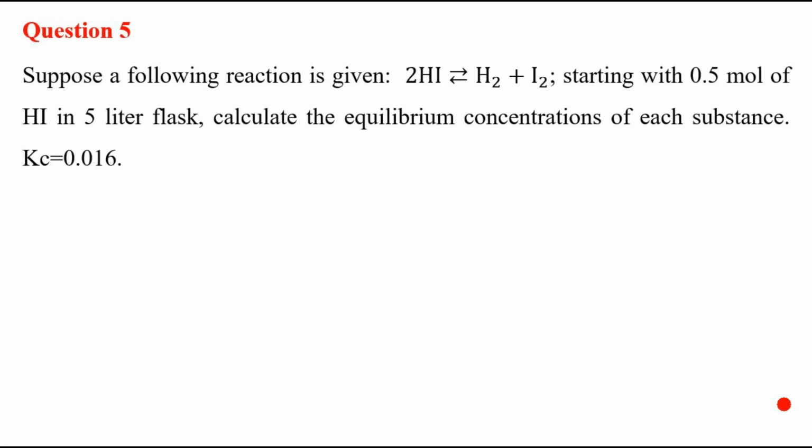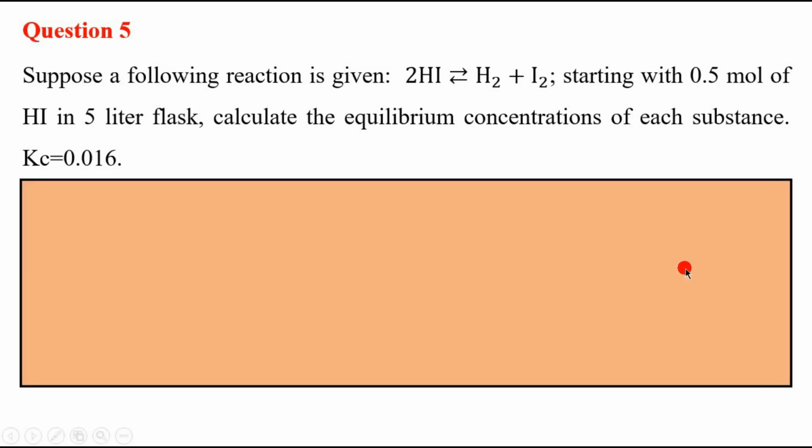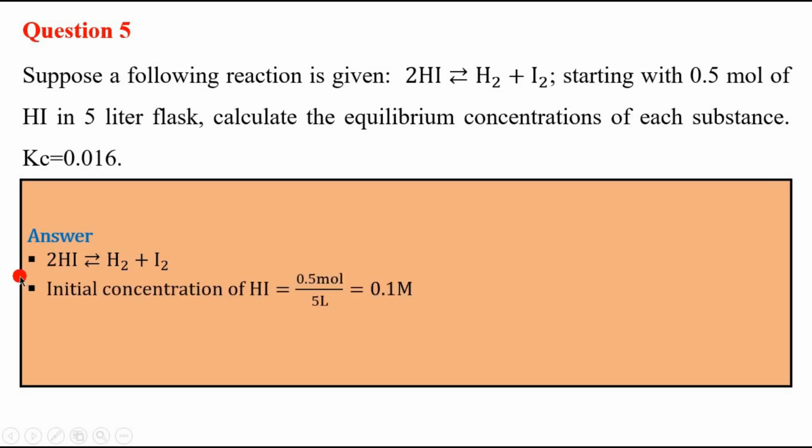Let's go to question 5. Question 5 says, suppose the following reaction is given, starting with 0.5 mole of HI in a 5 liter flask. Calculate the equilibrium concentration of each substance, and here we have K equal to 0.060. So the trick is the same. We are going to have this equation, and here you can see that we have the stoichiometric coefficient. Here we have 2, so we need to use these 2. Here we need to pay attention.